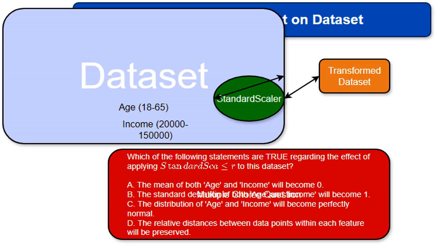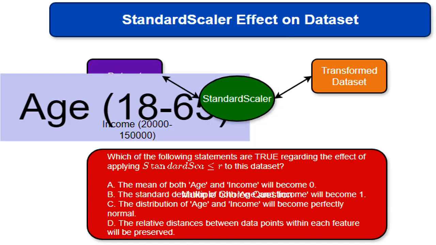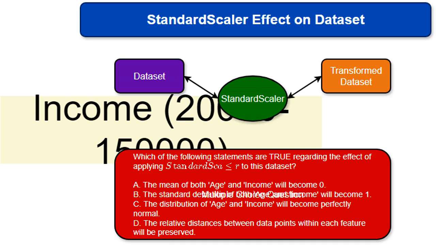I'm looking at a dataset with two features, age and income. The age ranges from 18 to 65, and income ranges from 20,000 to 150,000. This is one of the features in my dataset. Its values range from a minimum of 18 to a maximum of 65. Pretty straightforward, right? The other feature in my dataset is income, with values ranging from 20,000 to 150,000. This represents a wide income spectrum.